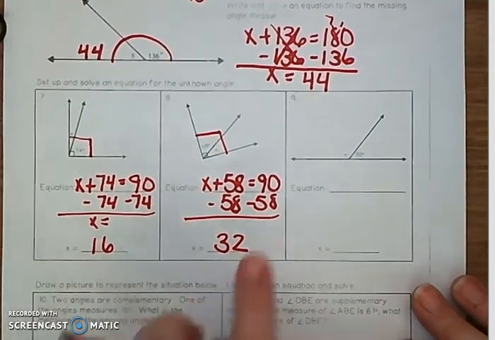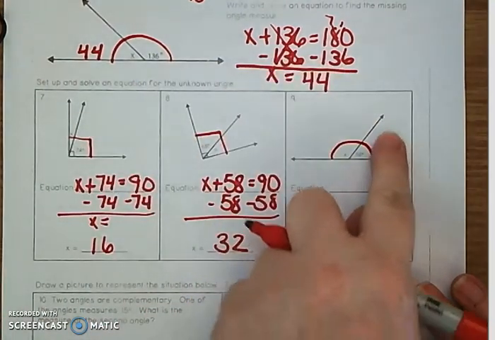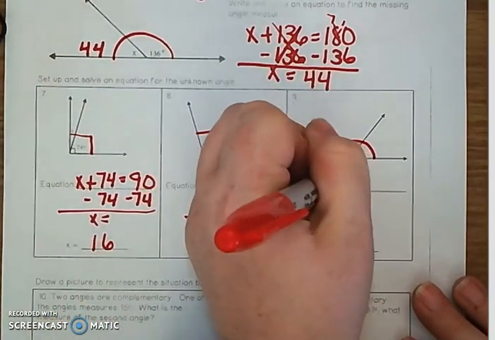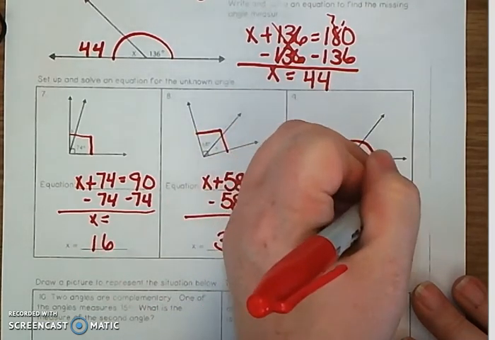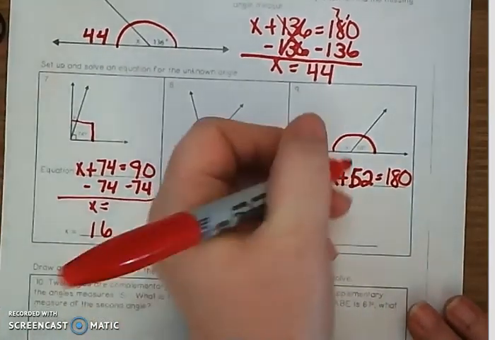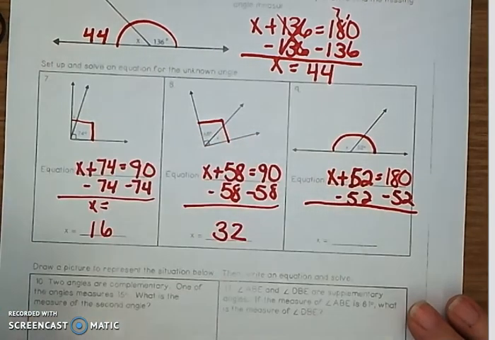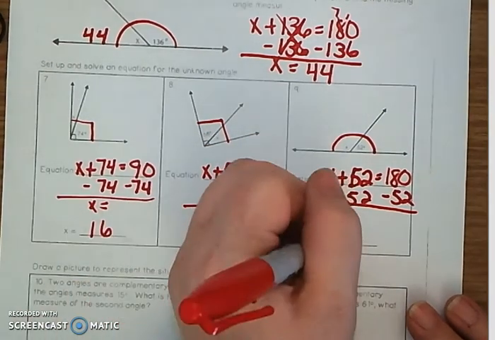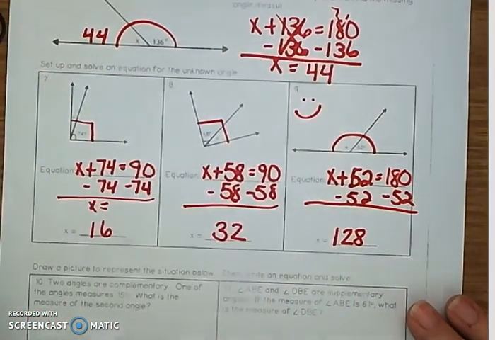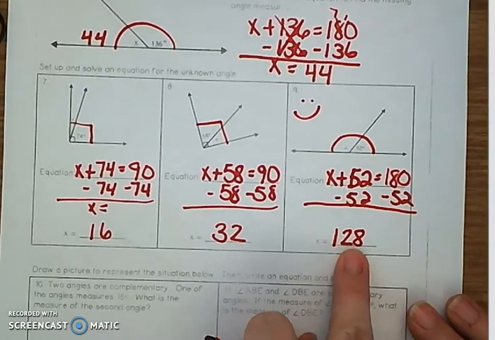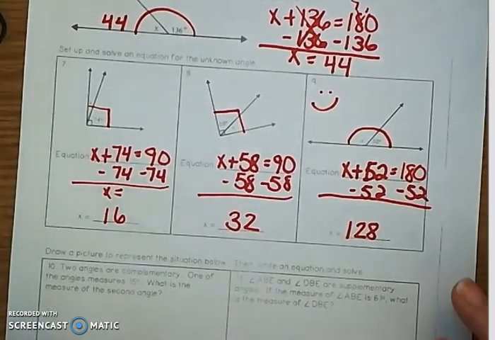Okay, so let's see how you did. X and 52 together make a straight line, so all these angles have to equal 180. So x plus 52 equals 180. So I have to subtract 52 from both sides. And what would x equal? 128. You got 128, great job. Give yourself a smiley face if you got that. Check your work: 128 plus 52 should add up to equal 180 degrees.